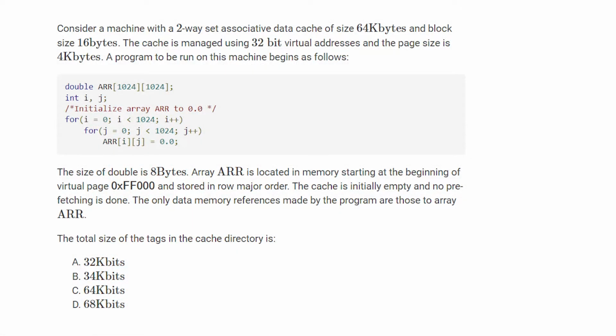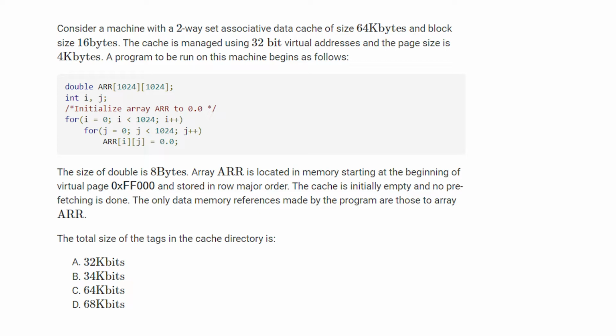Consider a two-way set associative data cache of size 64 Kbytes and block size 16 bytes. The cache is managed using 32-bit virtual addresses and the page size is 4 Kbytes. A program to be run on this machine begins as follows. So you can just see this program.